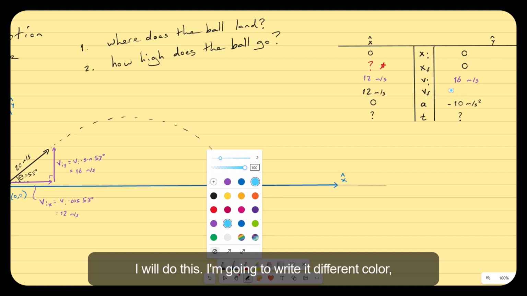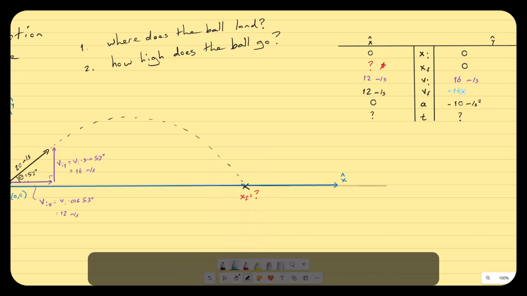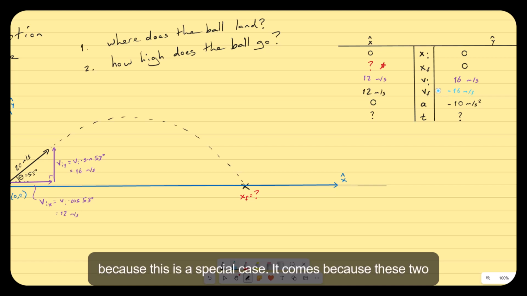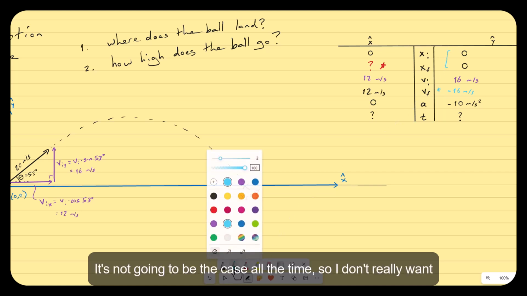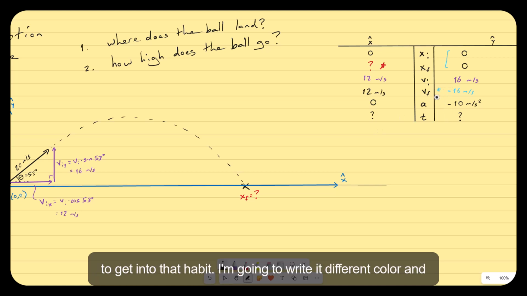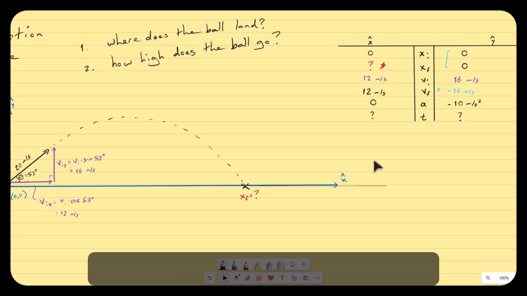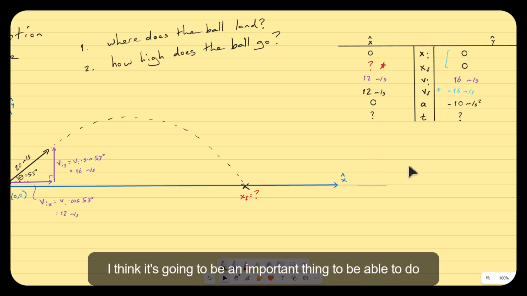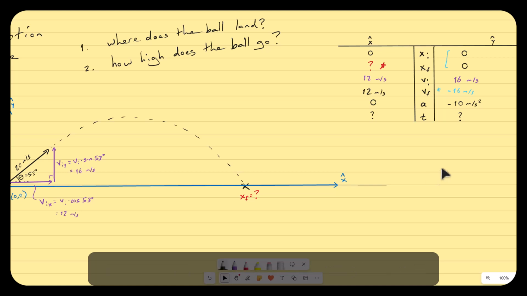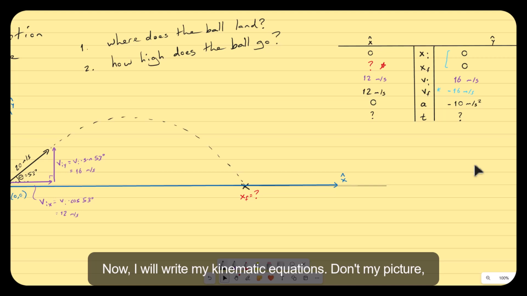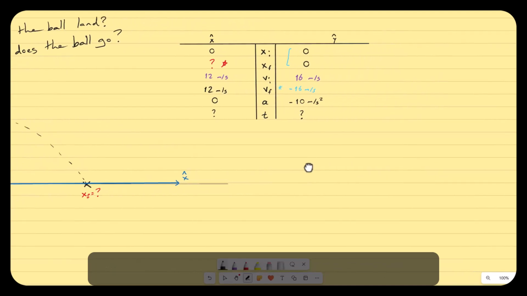I'm going to write it in a different color because this is a special case. It comes because these two are equal. It's not going to be the case all the time, so I don't really want to get into that habit. I'm going to write it in a different color and then kind of not use it because I think it's going to be an important thing to be able to do these problems without necessarily assuming that you can do that. Now I will write my kinematic equations.